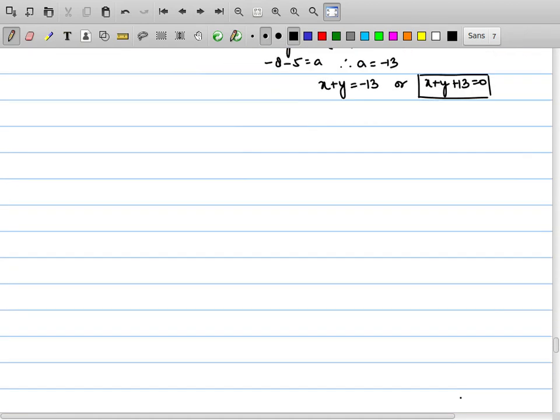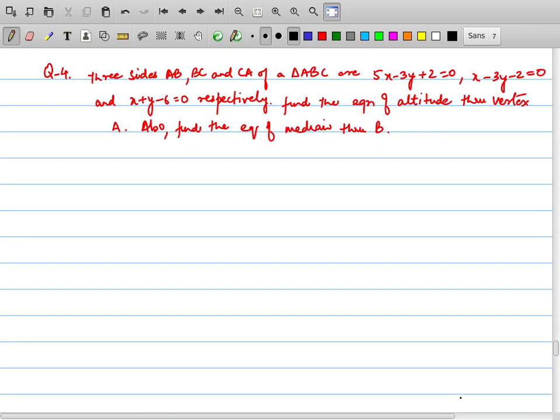Okay. Now let's take another question. Three sides AB, BC, CA of a triangle ABC are given to you. That is, let's say this is your triangle. This is A, this is B, this is C. Equation of AB is 5x minus 3y plus 2 is 0. Equation of side AC is x plus y minus 6 is 0. And equation of BC is x minus 3y minus 2 is 0.